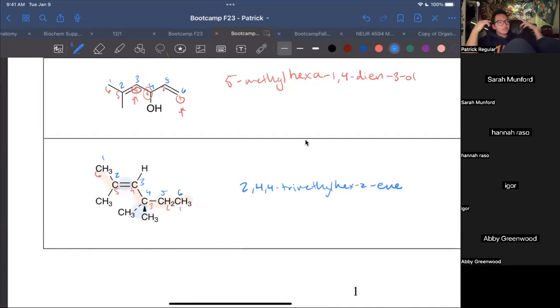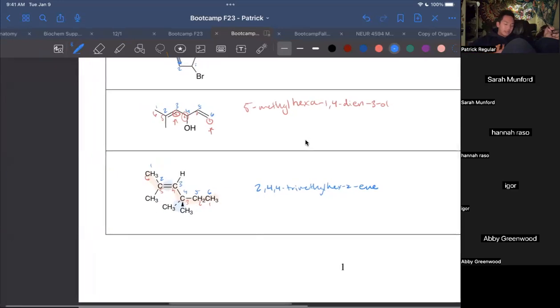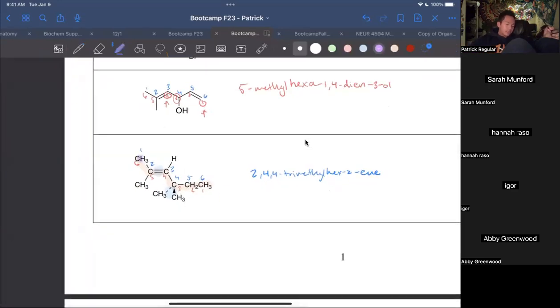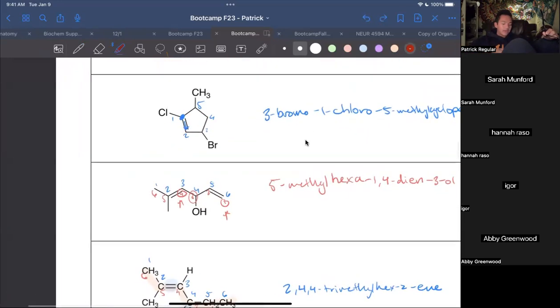Now, normally a bell would ring off while I'm doing it, but I have a little mental checkpoint at the end of the nomenclature. Let me go back and double check that I accounted for the E and the Z and the R and the S. For this last one, I just told you these are the same for this stereocenter. These are the same for this stereocenter. I don't need E or Z or R or S. All right, here, look, we have another alkene.